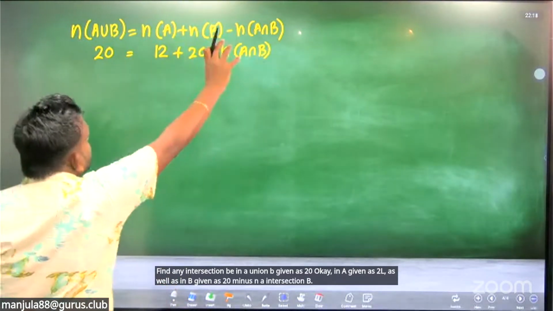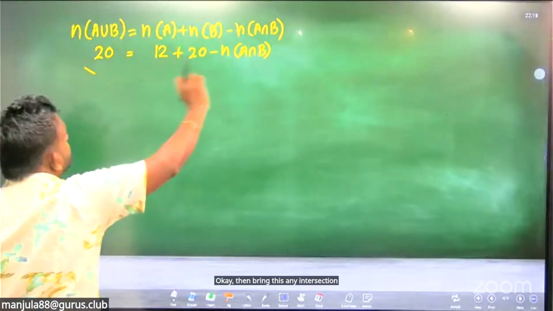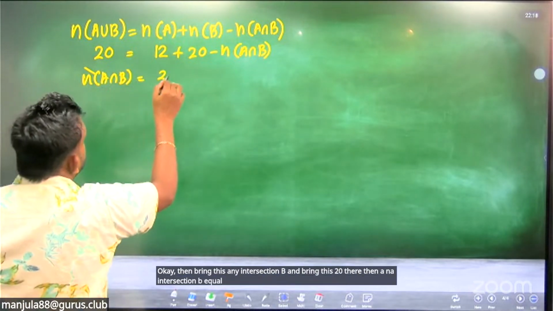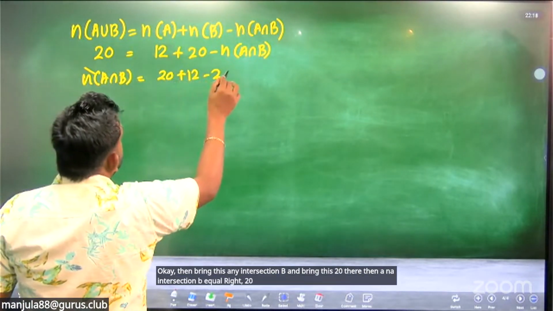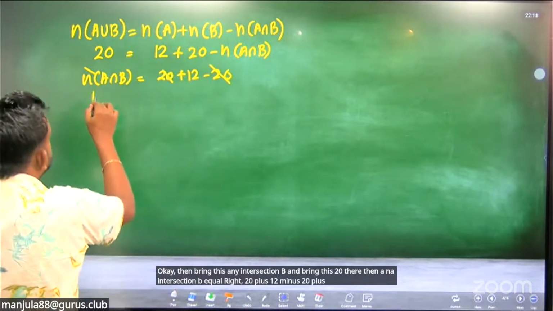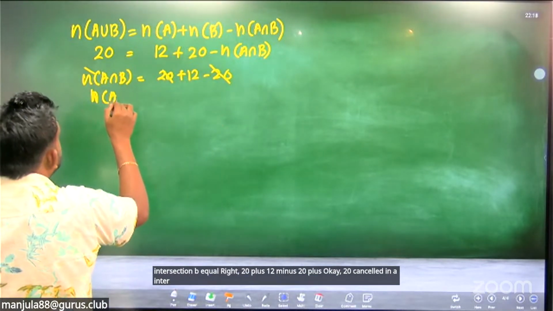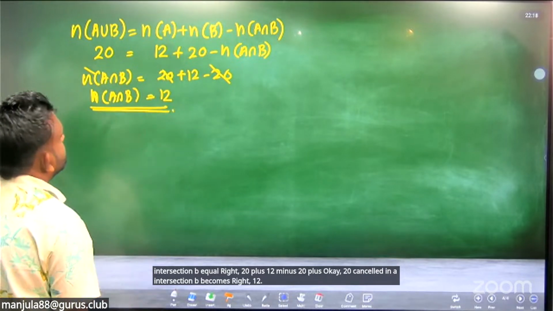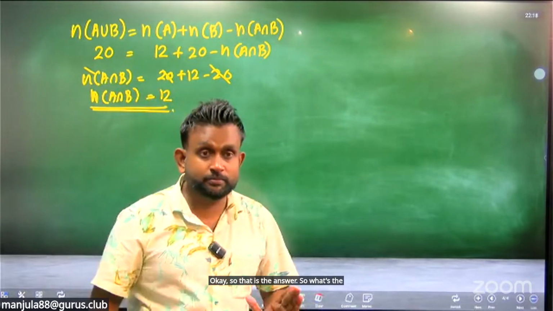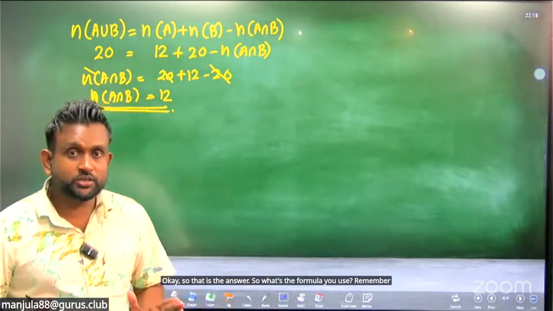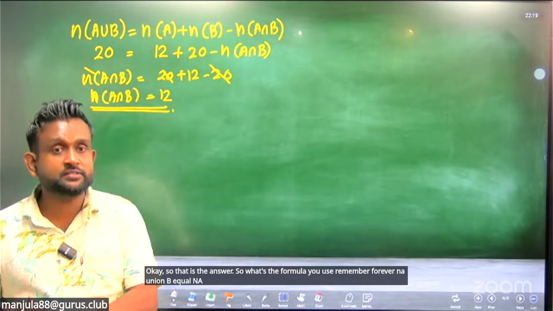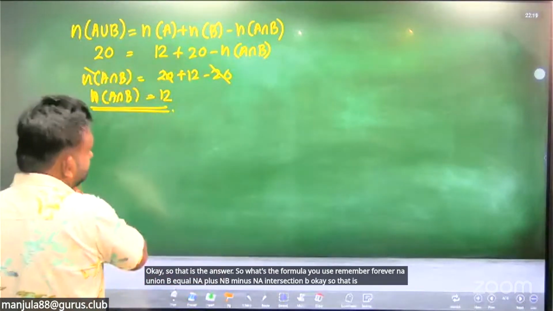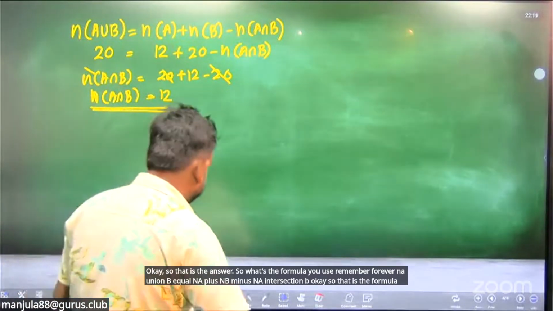Then bring n(A intersection B) to one side and bring the 20 there. Then n(A intersection B) equals 20 plus 12 minus 20. Okay, 20 cancelled. n(A intersection B) comes as 12. So that is the answer. What's the formula you use? Remember forever: n(A union B) equals n(A) plus n(B) minus n(A intersection B). That is the formula used.